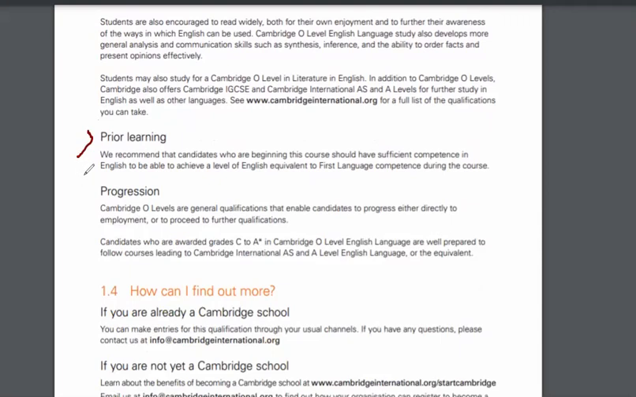Progression. Cambridge O levels are general qualifications that enable candidates to progress either directly to employment or to proceed to further qualifications. Candidates who are awarded grades C to A star in Cambridge O level English language are well prepared to follow courses leading to Cambridge International AS and A level English language or the equivalent.